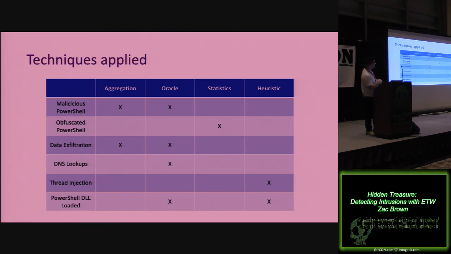Obfuscated PowerShell, that's the statistics model. Data exfiltration, aggregation. And actually, we use the oracle as well, because we don't really care about tracking the data that's moving within the network. We care when the data leaves the network and goes outside of the data center. So we're whitelisting all of our internal traffic. DNS lookups, that again is an oracle, right? You may have a passive DNS list that tells you what sketchy domains are out there. Thread injection, heuristic, and then the PowerShell DLL Loaded is also a heuristic, as well as an oracle, because you have an allow list of processes allowed to do this.